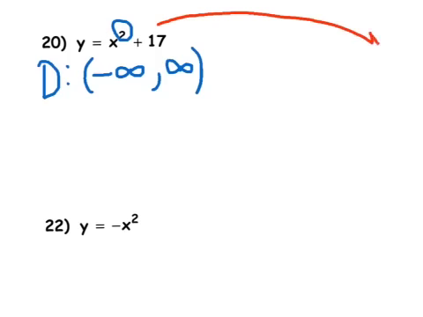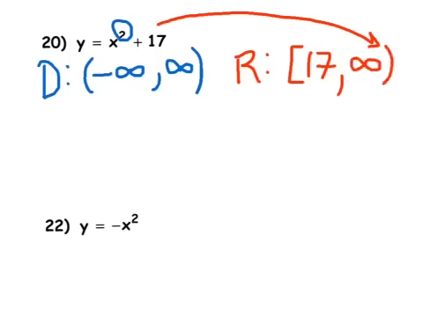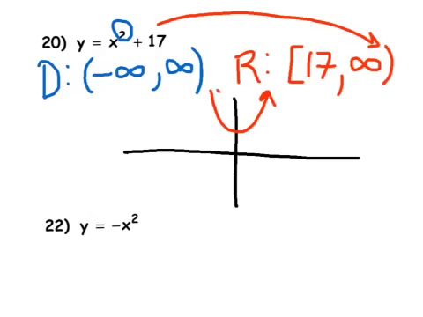The range, on the other hand, that's the possible y values that will result. Well, this graph is going to start at y equals 17 and only get larger from there, so 17 up to infinity. If you were to graph this, your graph would look like a parabola that starts at y equals 17 and only gets taller from there.